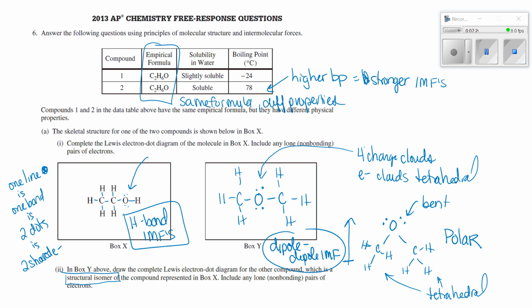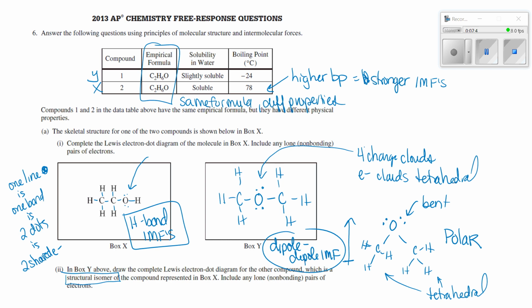Okay, so based on that, it looks as though box X matches with compound 2 and box Y matches with compound 1, because box X can hydrogen bond, whereas box Y only has dipole-dipole forces.